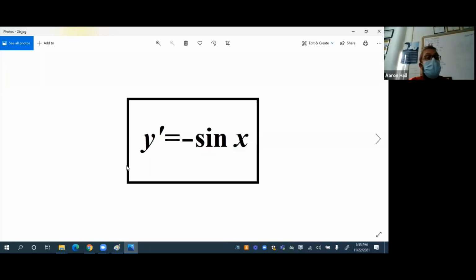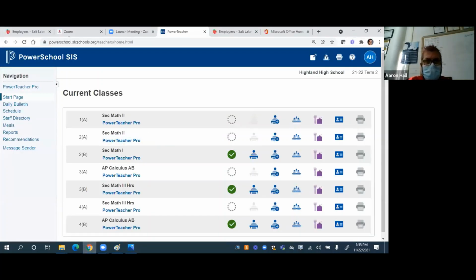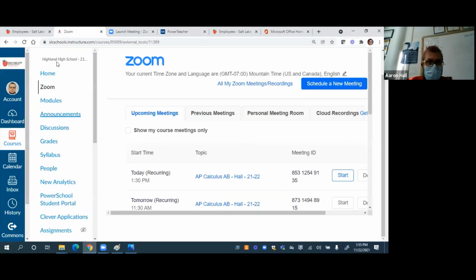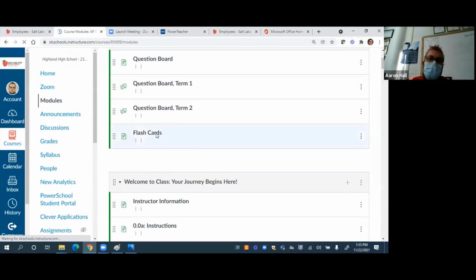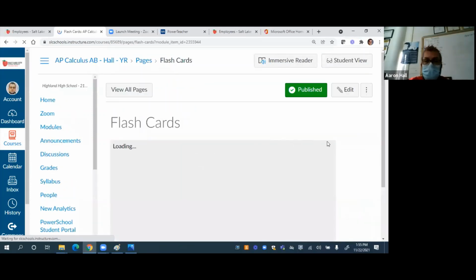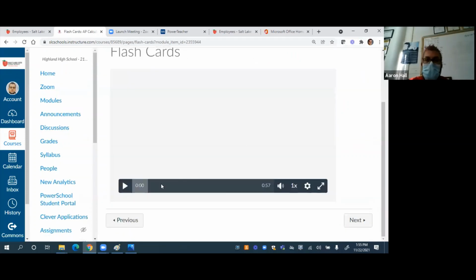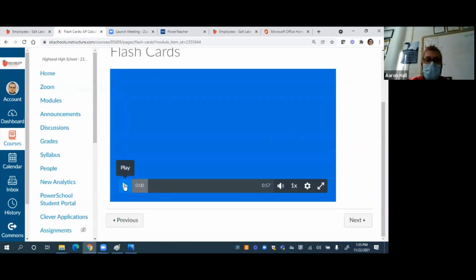Question? What was the first line? Okay, let's go all the way back. Aren't these ones on Canvas? Didn't I put all these on Canvas? So if you wanted to have access to all of these, go to modules and scroll to the top, and then flashcards right here. So that would be another way of seeing all of our flashcards.